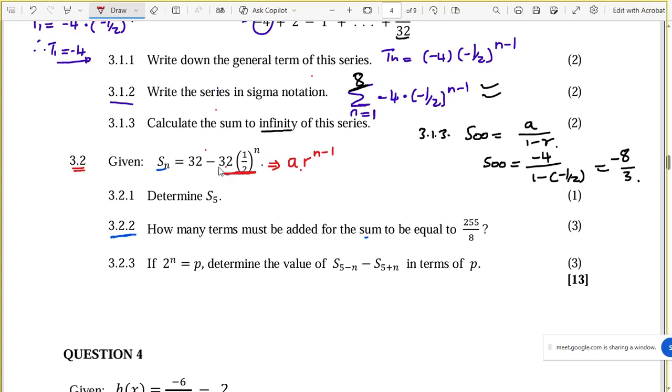Someone is going to say A is 32. Please don't do that. Guys, can someone tell me why it is wrong to say the value of A is 32?